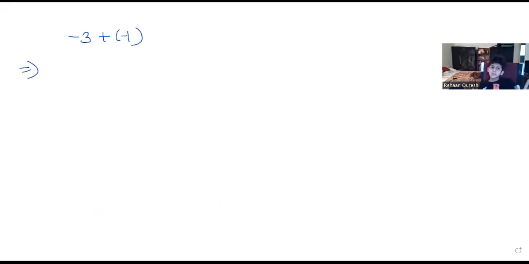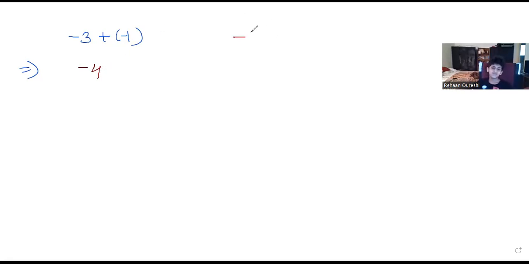Wait. Minus 3 plus minus 1. Minus 4. How to solve it? So, it's addition of minus. Addition: 1 plus 3 will equal 4. And the bigger number is 3, and it has the subtraction symbol. So, minus 3.